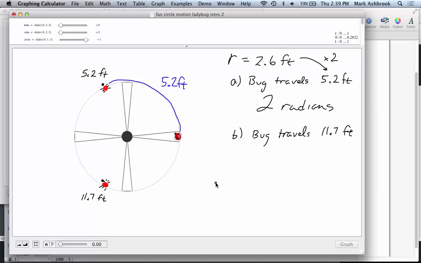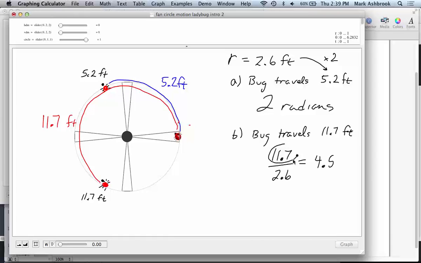Somebody else. Adi, how did part B go? So can you use the same reasoning to do this one? 11.7 feet. So that's just saying from the 3 o'clock, it went 11.7 feet around the circumference of the imaginary circle. So if you want to figure out how many radians that is, you divide 11.7 by the radius length, which is 2.6, and so you get it's traveled 4.5 radians.